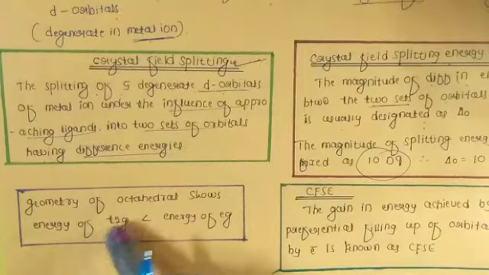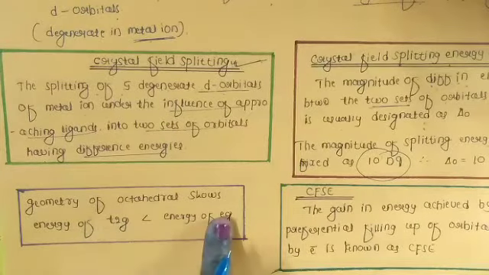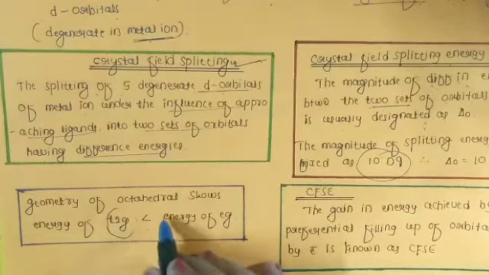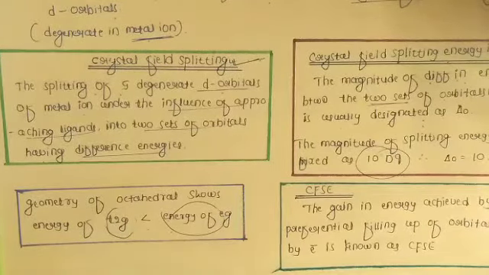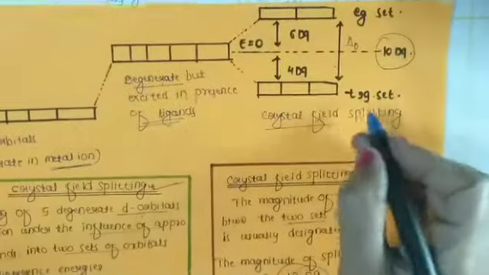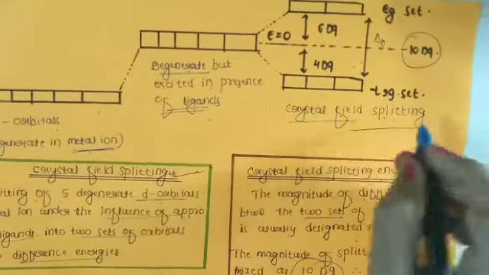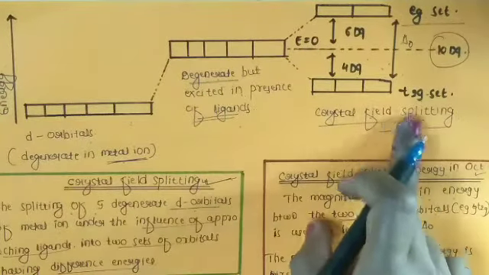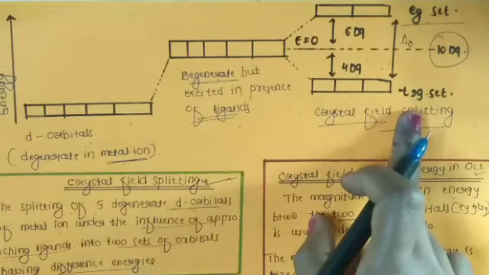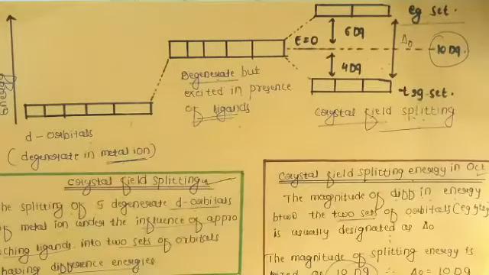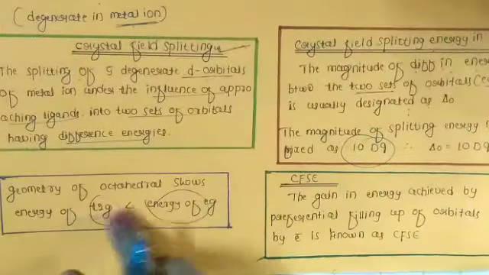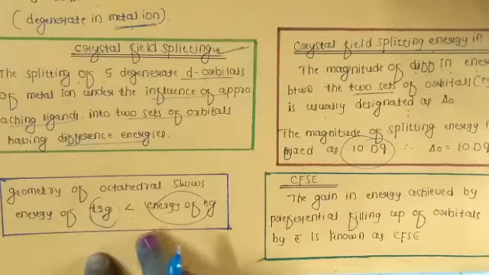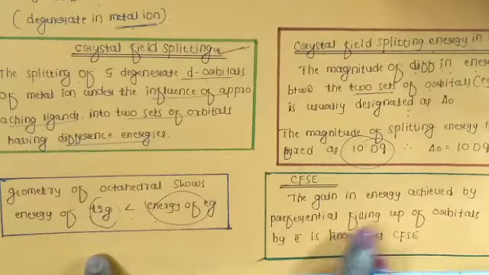Next one is very important, the geometry of the octahedral. It shows the energy of T2g orbitals is less than the energy of Eg orbitals. See here in this diagram, T2g is in the lower part and Eg is in the upper part. So automatically the T2g set of orbitals has a lower energy as compared to the Eg set of orbitals.